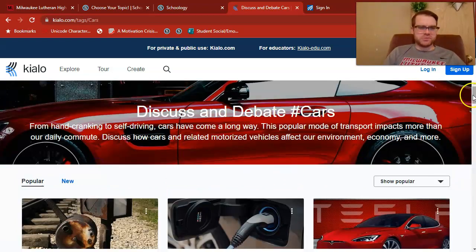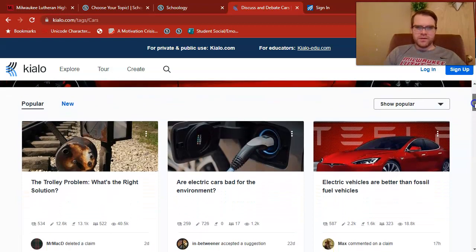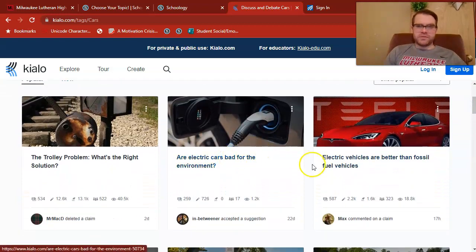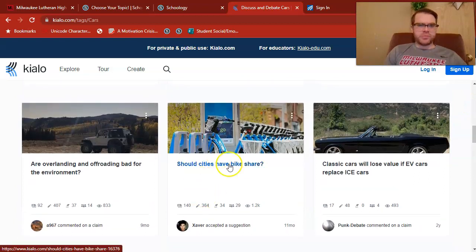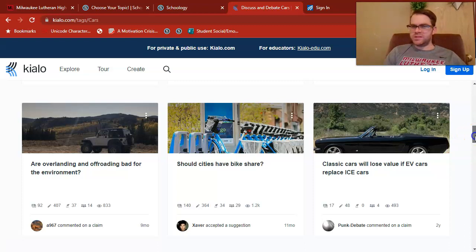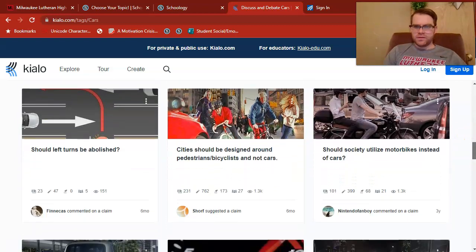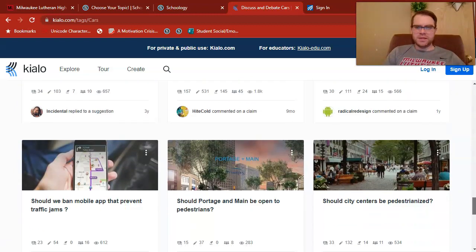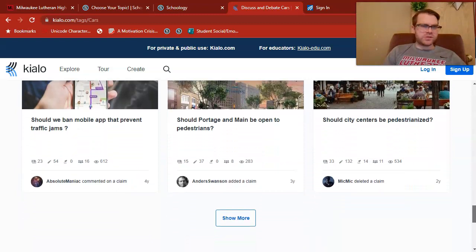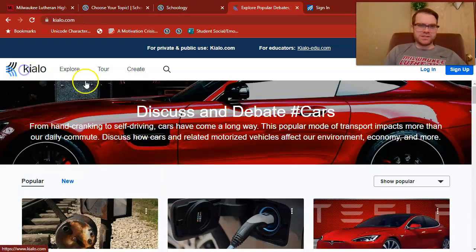Curious about that. I'm sure self-driving cars will be on here somewhere. Electric cars, good or bad for the environment? Bike share programs or scooter share programs, like we've seen Milwaukee has had problems with those in the past before. Should government subsidize ethanol? Would be an interesting economics question for those of you interested in the economy. Those sorts of ideas. So we can always explore and explore and explore.